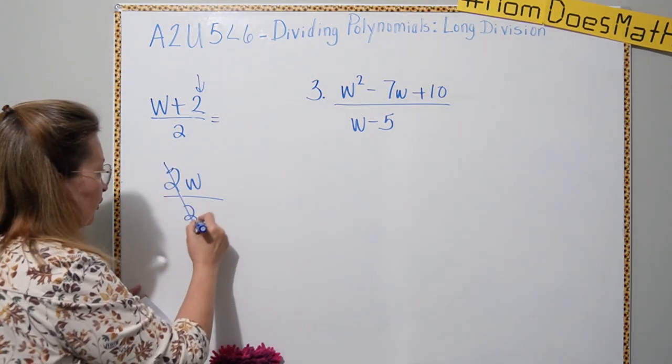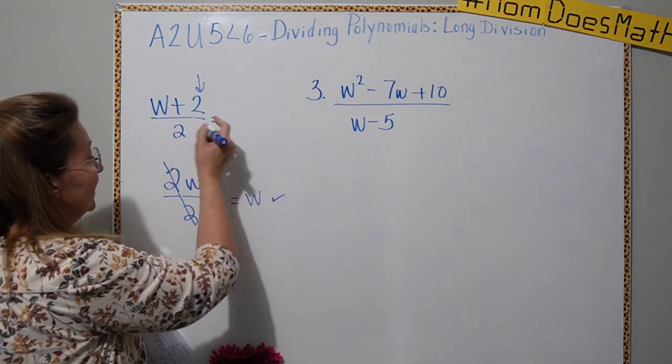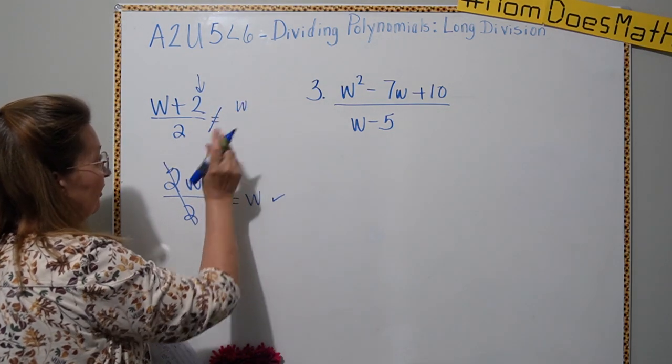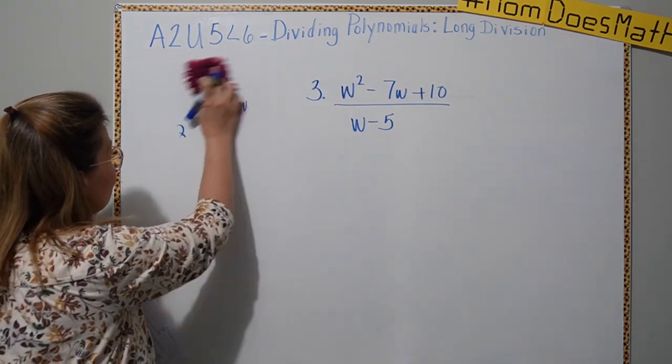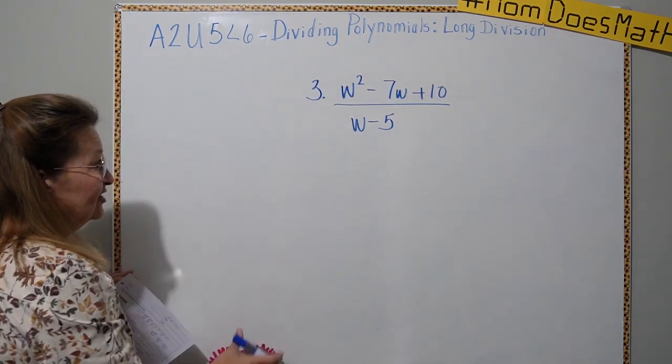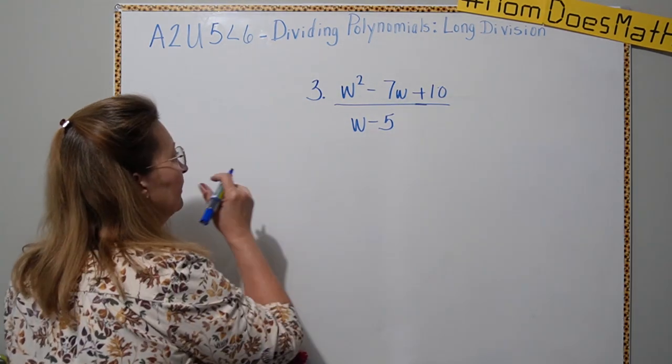Now if you look down here, 2 and w are factors. So this one you could cancel and get w. But this one you cannot cancel. That is not equal to w. Okay? So keep that in mind. If we're going to cancel a binomial, it has to be the whole binomial, the whole set of parentheses. So now let's look at number 3.